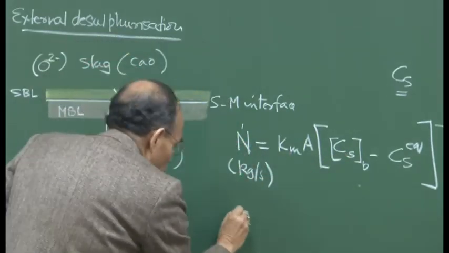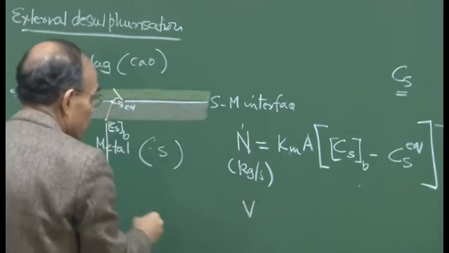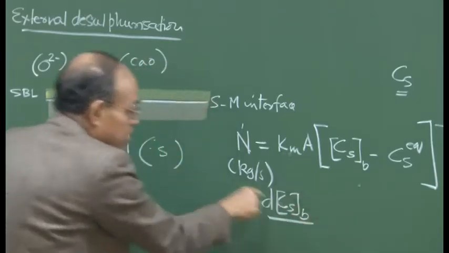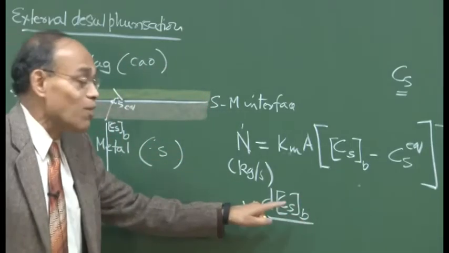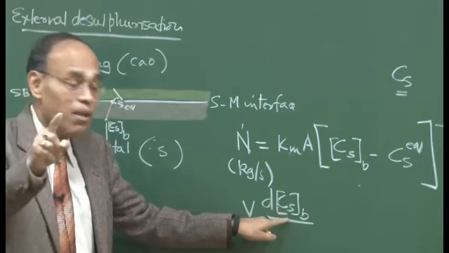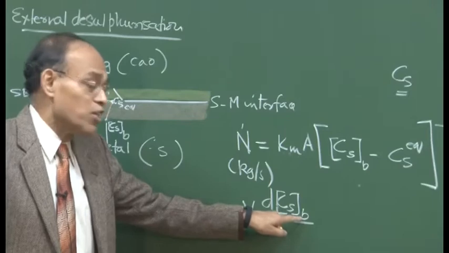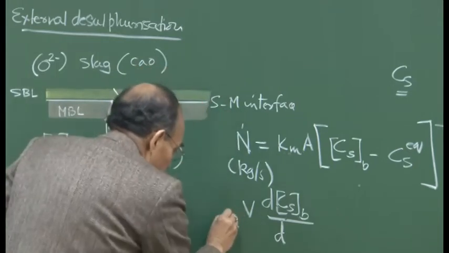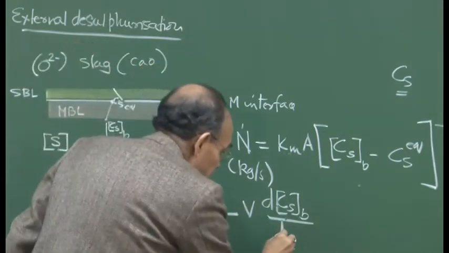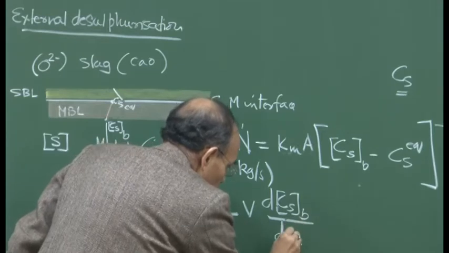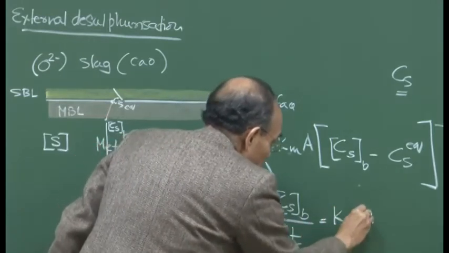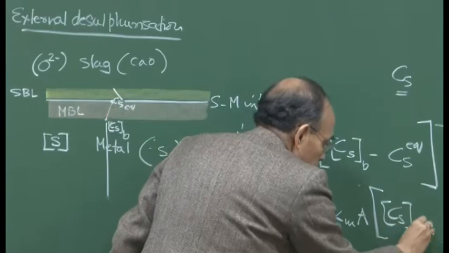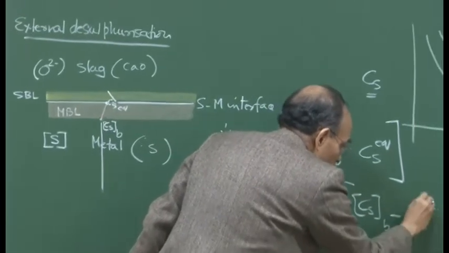So, that is the unit, and we can also write that, if V is the volume of the melt phase, then we can say dCs, and do not confuse this Cs with the sulphide capacity. This is the concentration of sulfur, the third bracket essentially indicates the melt phase, and to make it doubly sure, I have represented the bulk concentration of sulfur, which is changing, and this is going to be preceded by a negative sign because there is a decrease. Then we can say that this is equal to Km into A into Csb minus Cs equilibrium.